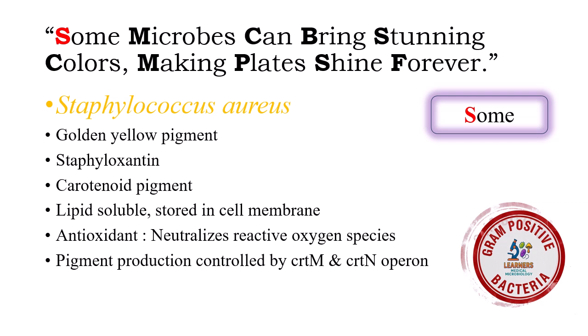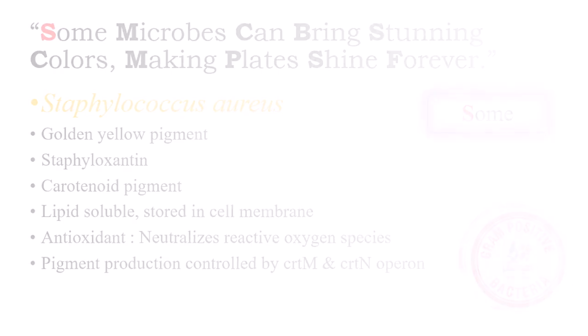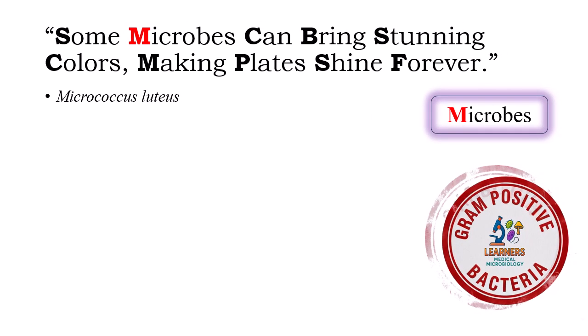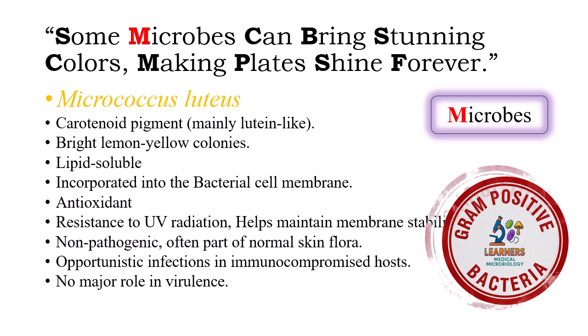So next you have the Micrococcus species. This particular bacteria has a very bright lemon yellow kind of pigment, which is again a carotenoid pigment and is a lipid soluble pigment. So this pigment, like your Staphylococcus, is also incorporated in the bacterial cell membrane. Now it has antioxidant properties. Here the antioxidant helps the bacteria.